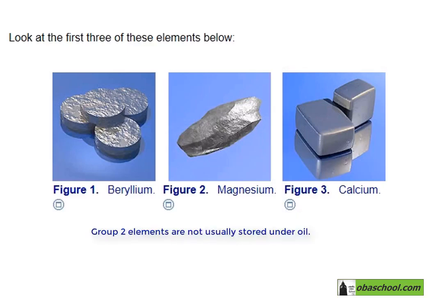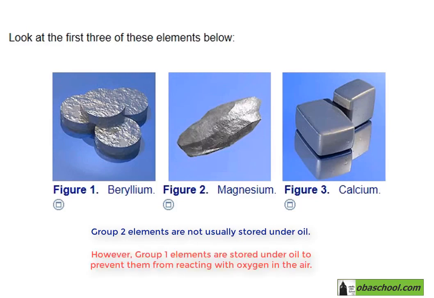Unlike the group 1 elements, which are the alkali metals, group 2 elements are not usually stored under oil. Group 1 elements are stored under oil to prevent them from reacting with oxygen in the air.